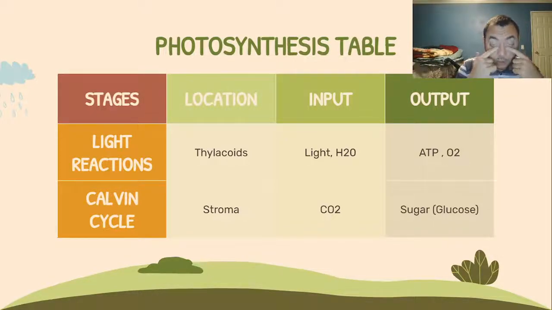Water comes from underground, gets absorbed by the roots of the plant, right? And then your light breaks the water molecules and releases O2, at the same time making ATP, which is chemical energy. The Calvin cycle is the light-independent reaction.